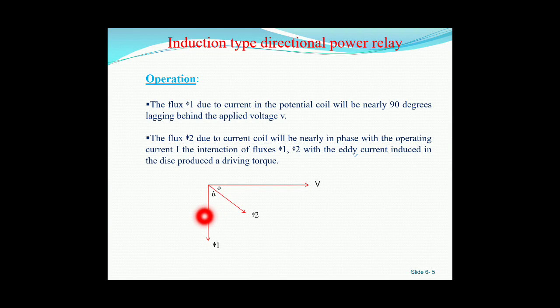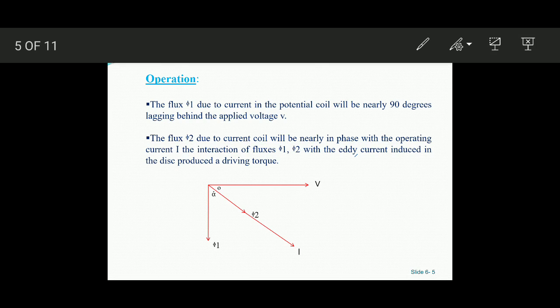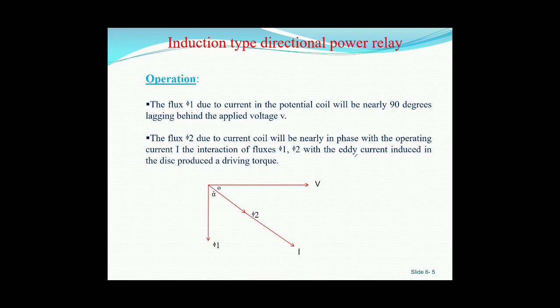The angle between phi 1 and V is 90 degrees. The angle between phi 2 and V is theta, and the angle between phi 2 and phi 1 is alpha. The current I will be in phase with phi 2. The interaction of the fluxes phi 1 and phi 2 with the eddy currents induced in the disc produces the torque.